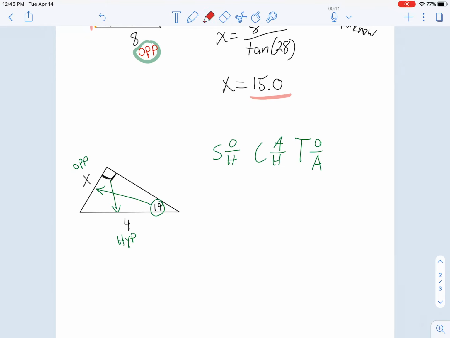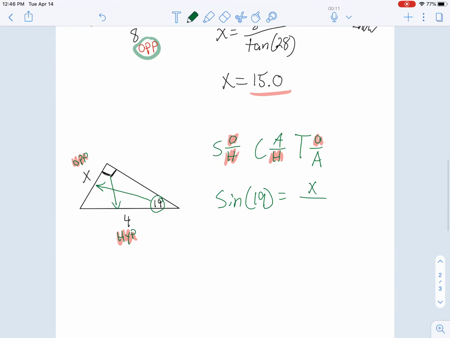So I'm using SOHCAHTOA to help me decide which one it is. So I have opposite and hypotenuse. So I go through this, I highlight all my opposites, all my hypotenuse. Look at that. I got sine, so I'm going to use sine. So sine, parentheses, 19 equals, okay, what did I label as opposite? It was x, so x is on top now. And on the bottom is my hypotenuse, which is 4.